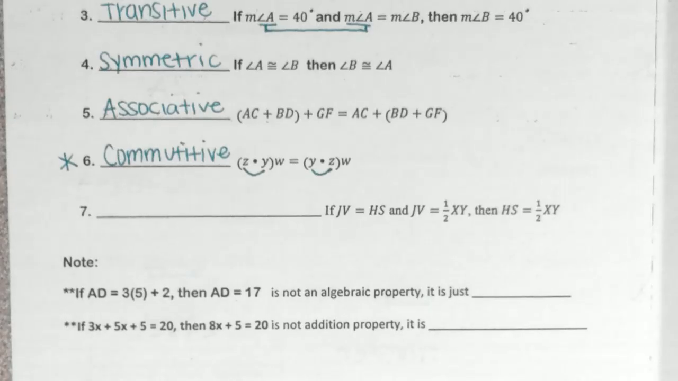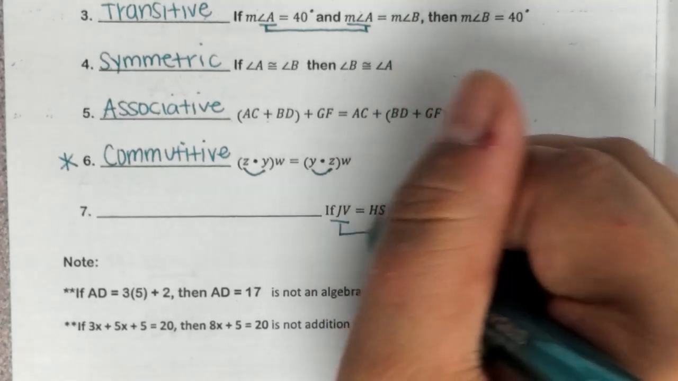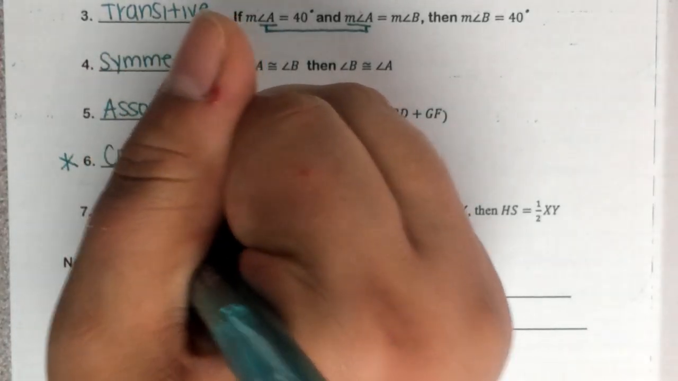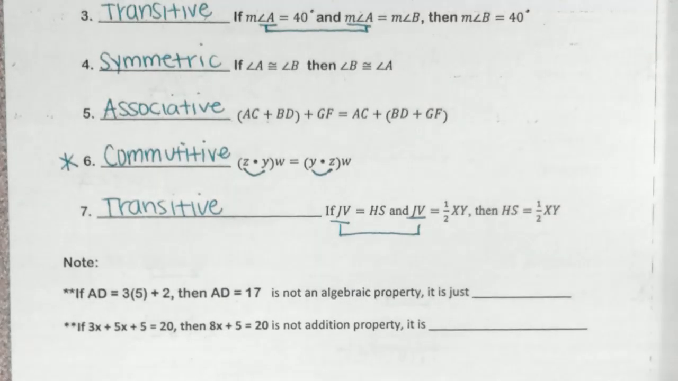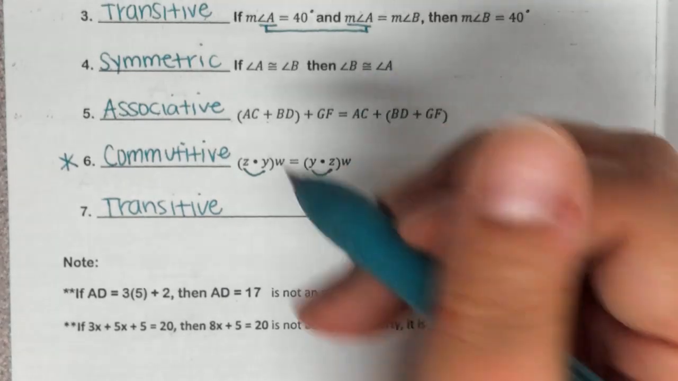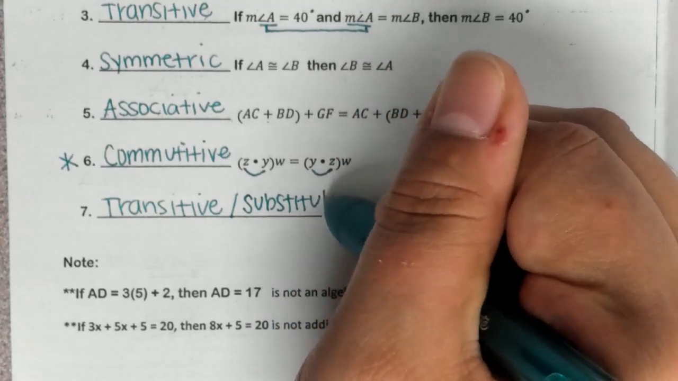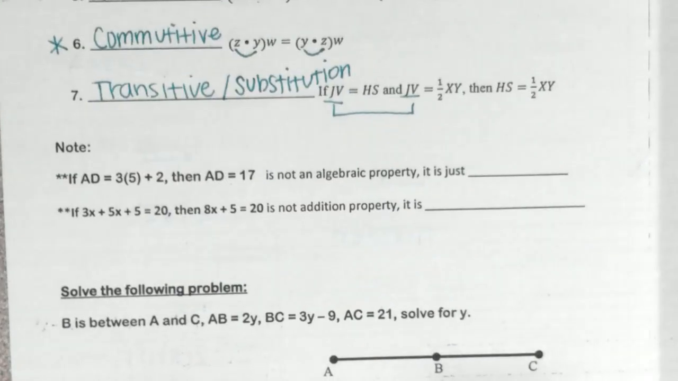Last but not least, if JV equals HS and JV is 1/2 XY, then HS is 1/2 XY. What do we think? Transitive. Again, if you put substitution for this one, I don't like it, but we would accept substitution. I don't particularly love that though.